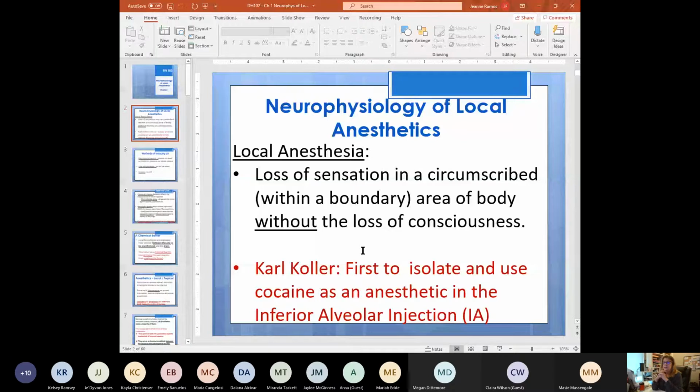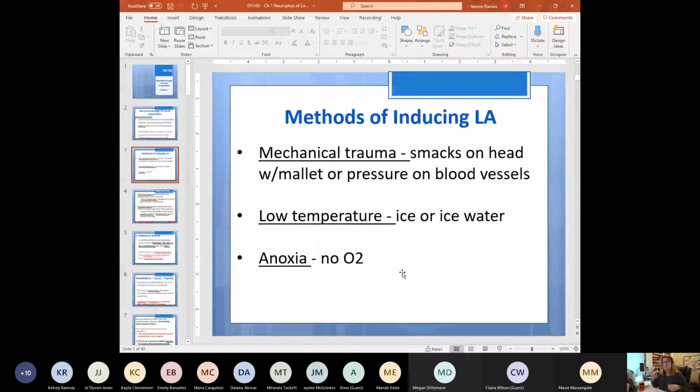Carl Koller was the first to isolate and use cocaine as an anesthetic, and he used it in the inferior alveolar injection. I would know that. So a long time ago, the methods of inducing local anesthesia were different. The reason I'm going over this is because I've seen review questions in a couple of different books about how they used to induce local anesthesia.